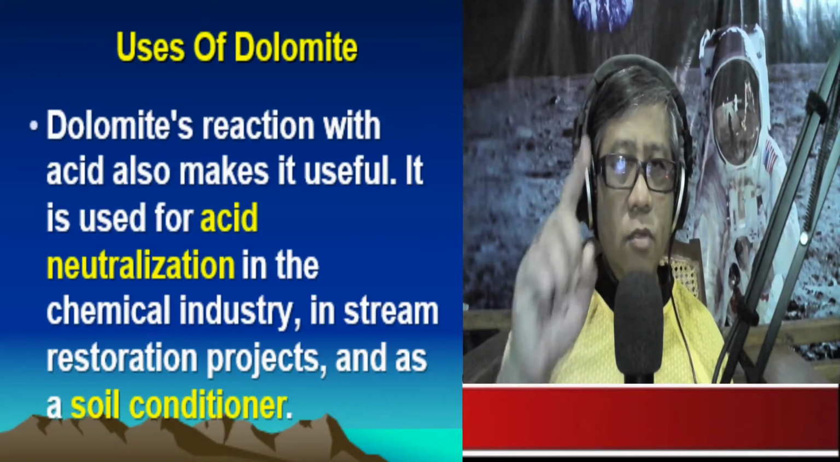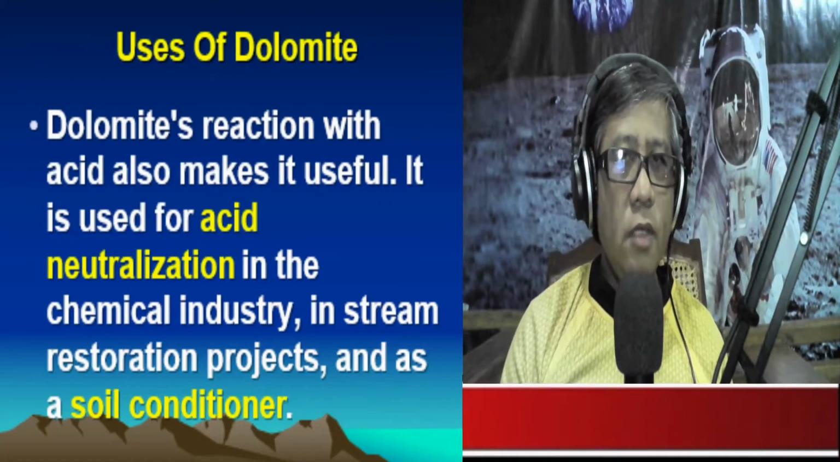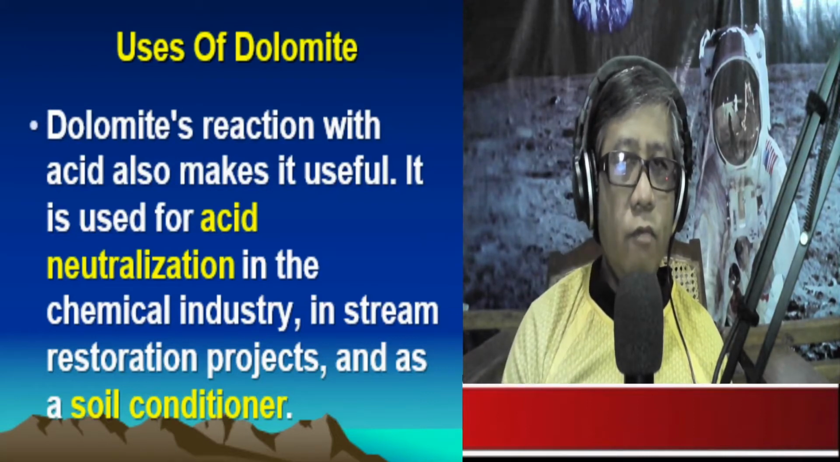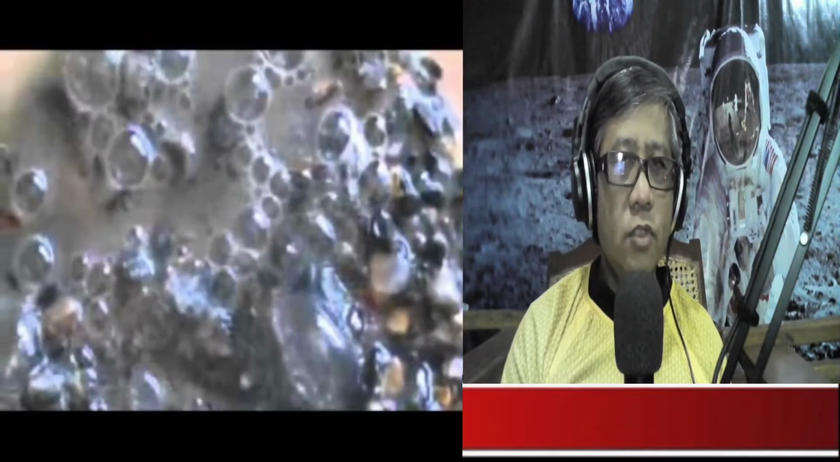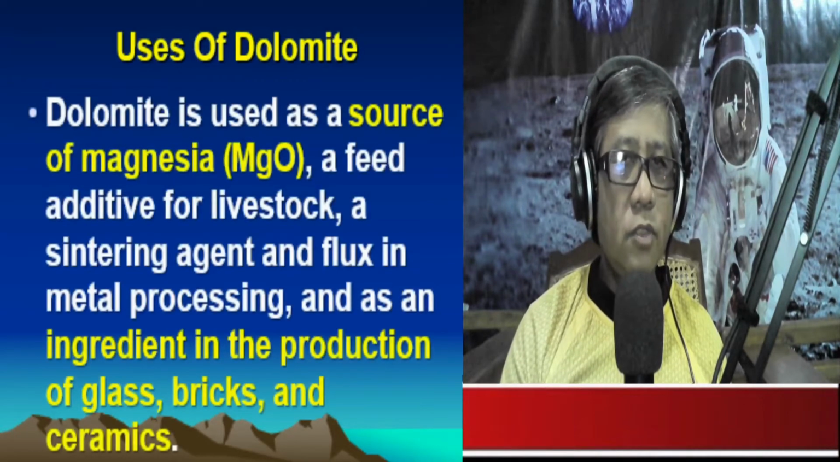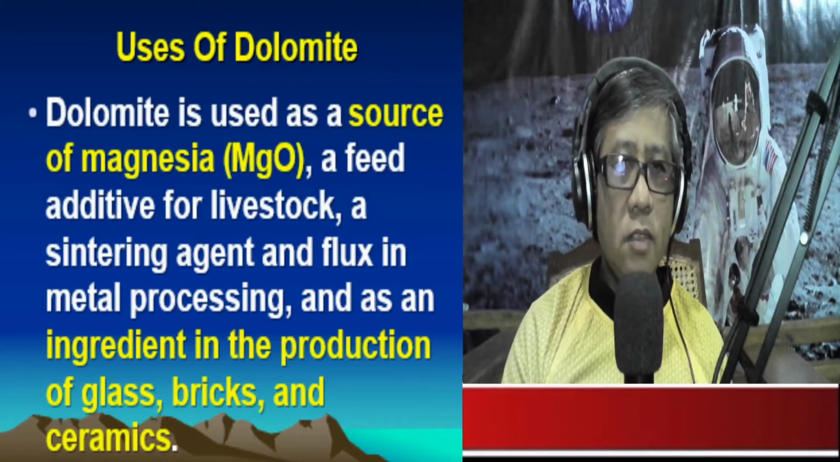So you have to take note that dolomite reacts weakly in hydrochloric acid. But if the dolomite is in powdered form, then dolomite reacts strongly with hydrochloric acid. Now, dolomite is also used as a source of magnesia, a feed additive for livestock, a sintering agent, and flux in metal processing. And also dolomite is used as an ingredient in the production of glass, bricks, and ceramics.